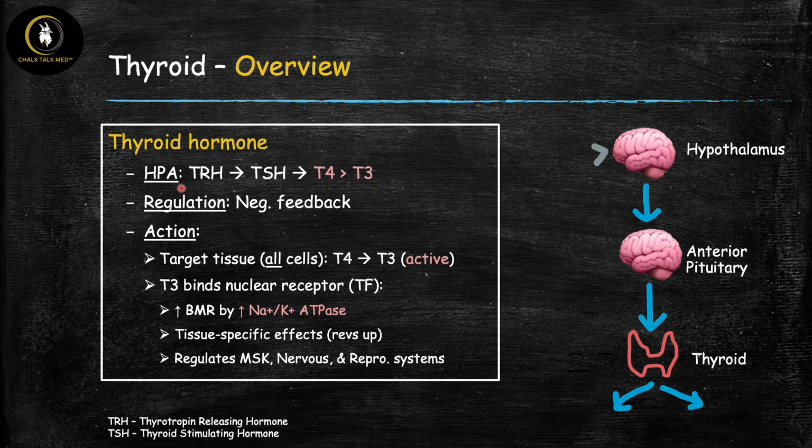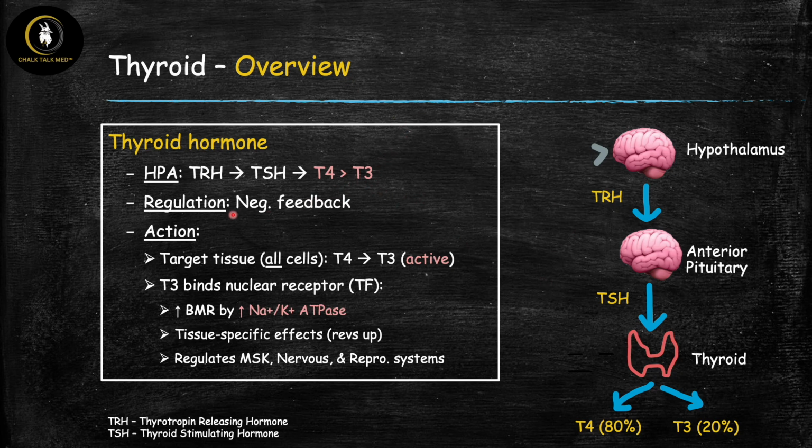It's part of the HPA, which is the hypothalamus pituitary axis. So what happens here is that the hypothalamus is going to secrete TRH, which is thyrotropin releasing hormone. This is going to act on the anterior pituitary down here, and the anterior pituitary is going to release TSH, which is thyroid stimulating hormone, and this is going to act on the thyroid gland, and it's going to stimulate them to release the thyroid hormones, which are T4 and T3. And as you can see right here, most of the hormone that's secreted is T4.